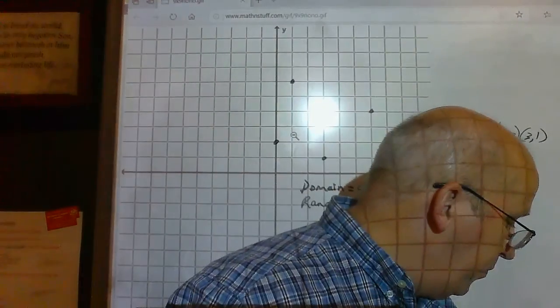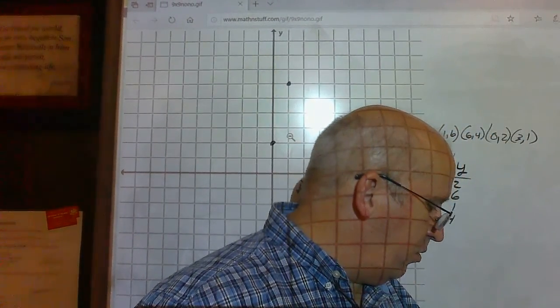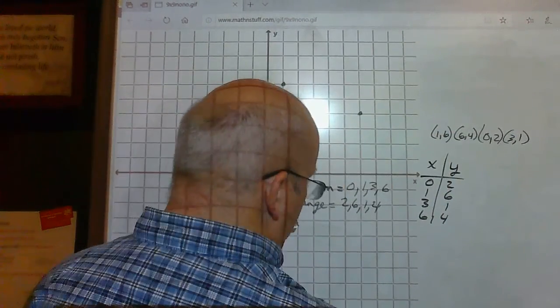Let's move on to number 10. Make a table of the ordered pairs in which the x-coordinate represents the number of student tickets and the y-coordinate represents the cost for 2, 4, and 5 tickets.